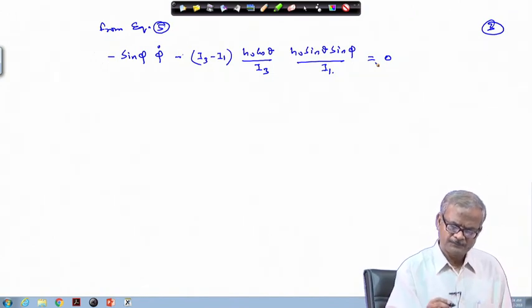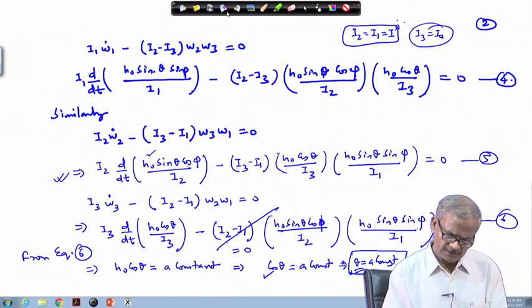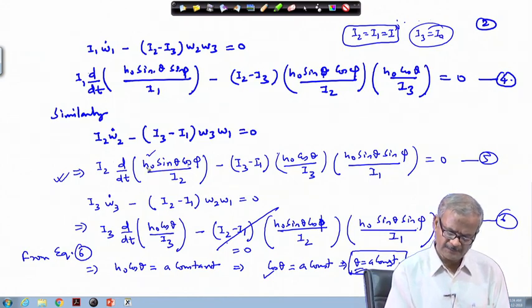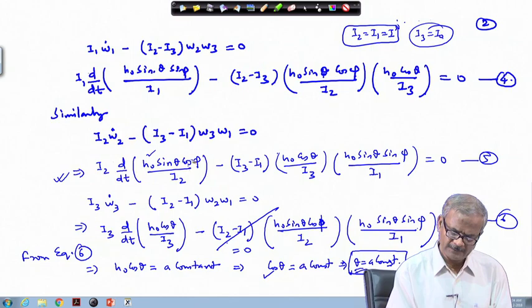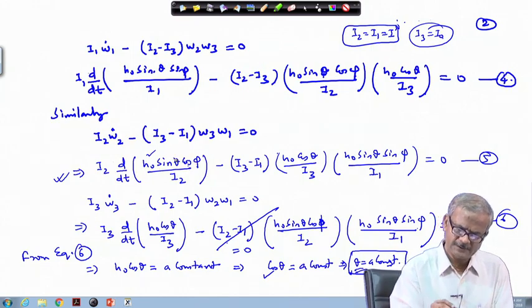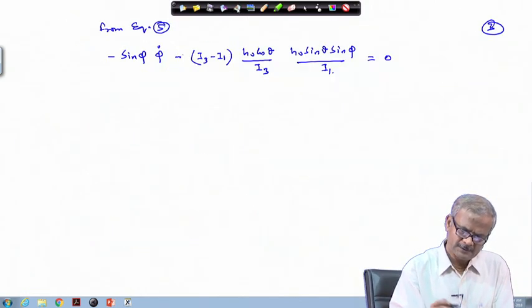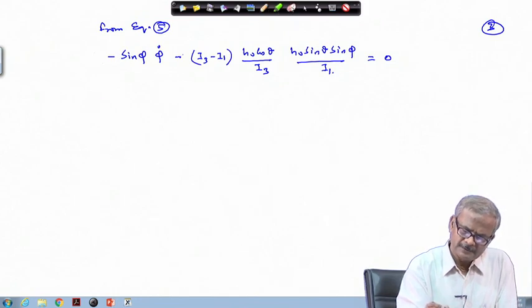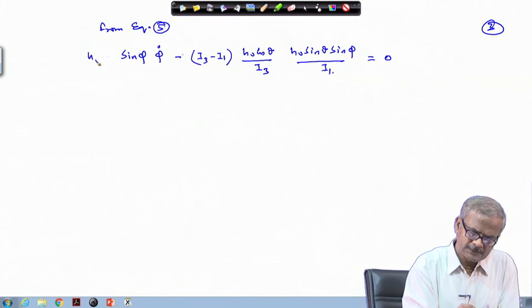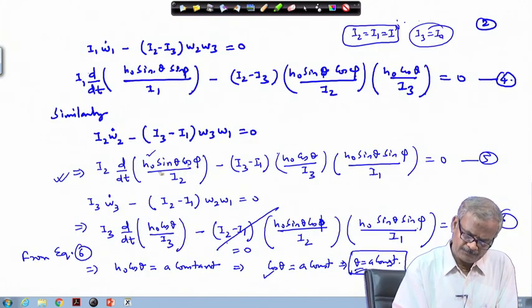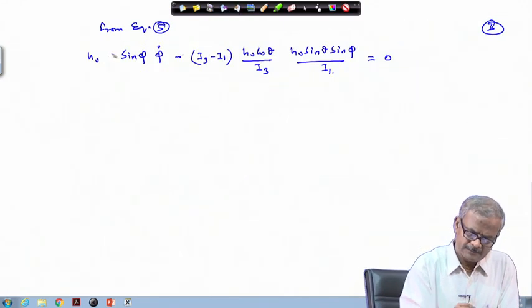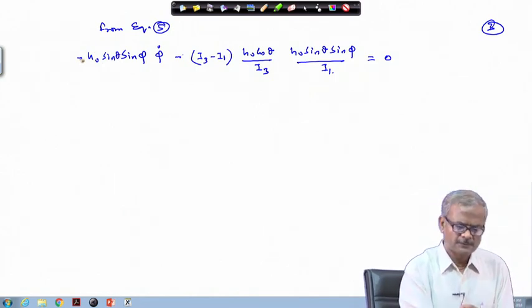Now, okay, one more thing that we have left out here. This H 0 sin theta, we have taken it outside the bracket, only this part we have differentiated. So, this part we are missing and we should insert here. So, we will put here H 0 sin theta, minus sin here.